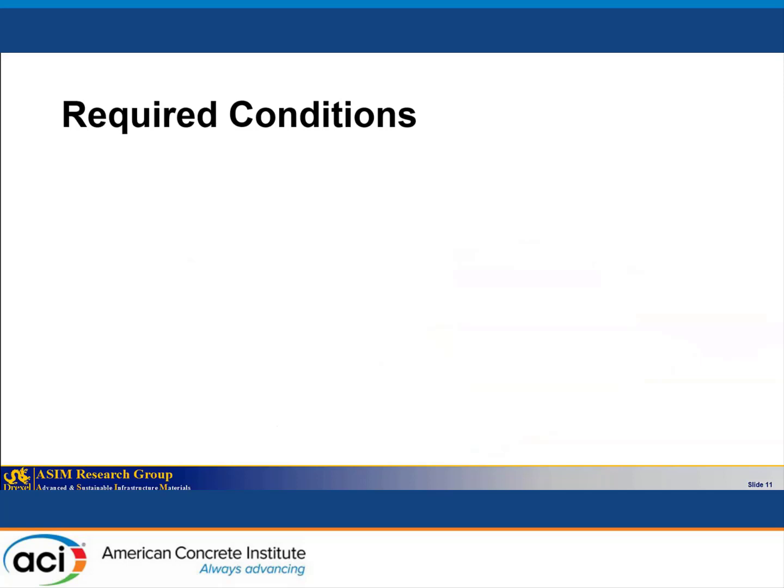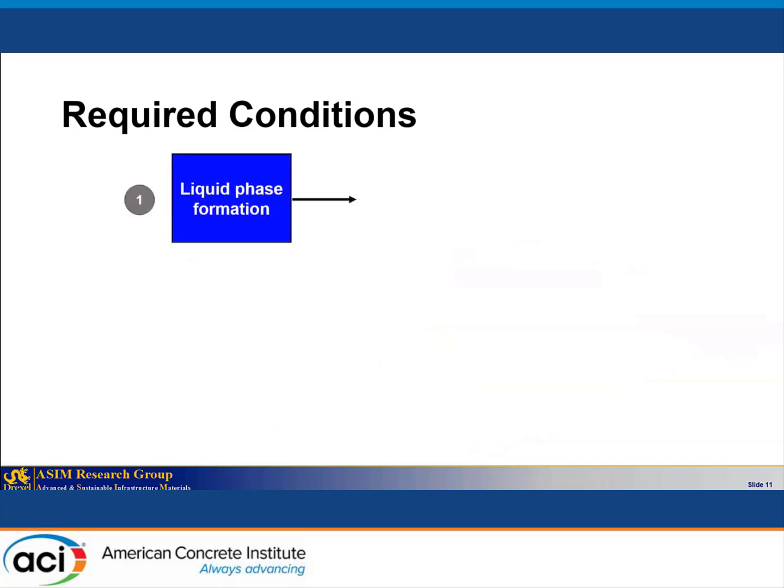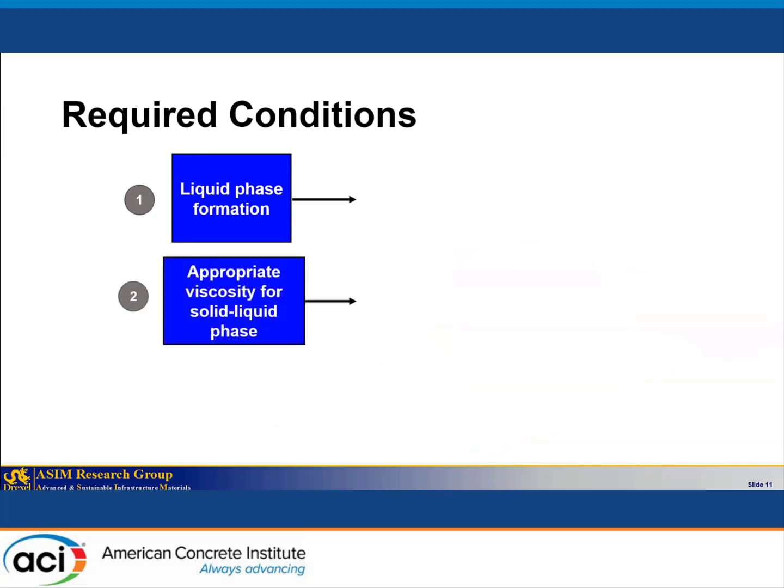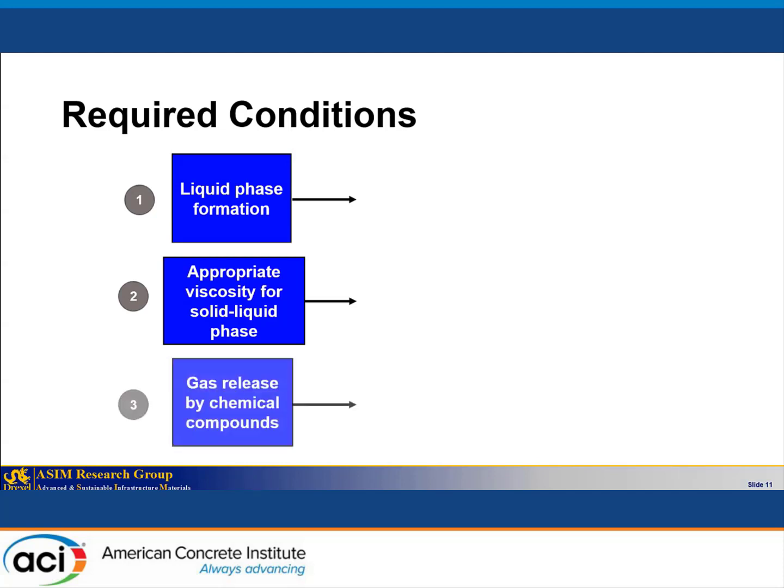So going over literature, we know that there are three conditions that need to be satisfied to have successful production of lightweight aggregate, or a bloating mechanism. First of all, we need to have formation of liquid phase in the lightweight aggregate. Second, as I said, we have a solid and liquid phase at the same time in the material, and we need to have appropriate viscosity for that, because viscosity can limit the deformation of lightweight aggregate and maintain its spherical shape. And of course, it can control the pore size in the material.